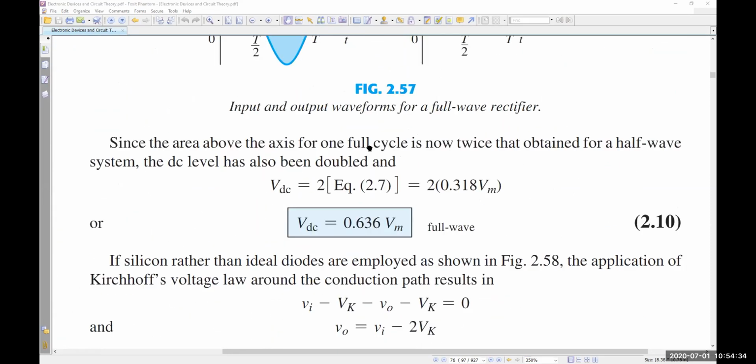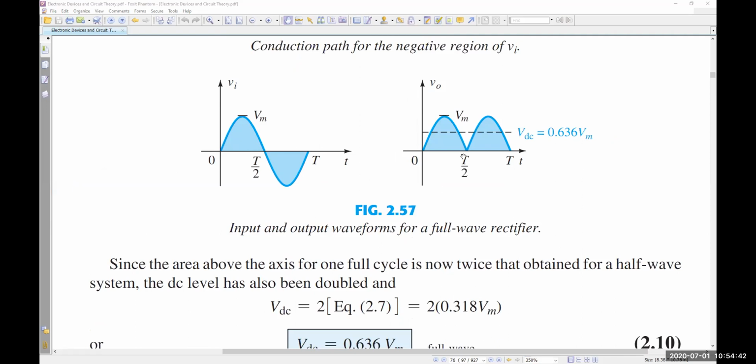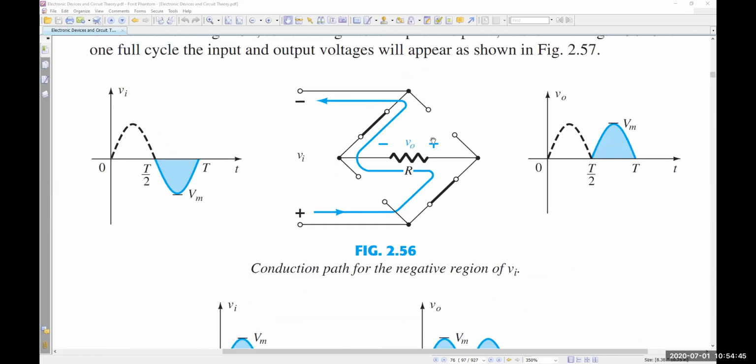Okay. Now see the formula. VDC is equal to 0.636 VM, right? So that is the formula. Remember, here we didn't consider any diode voltage, right? When the current is going through the diode, the diode should take some voltage, right?